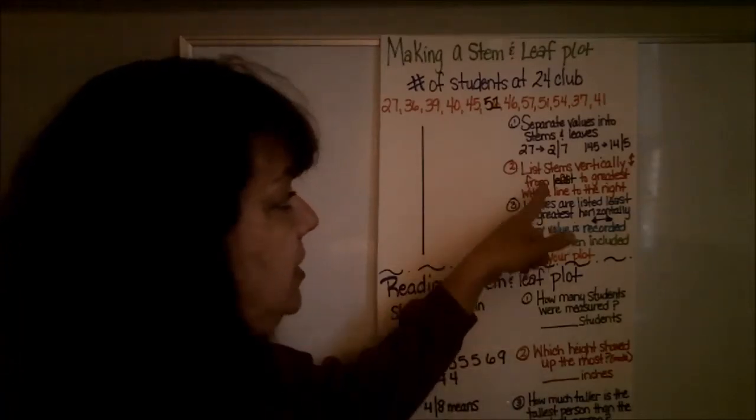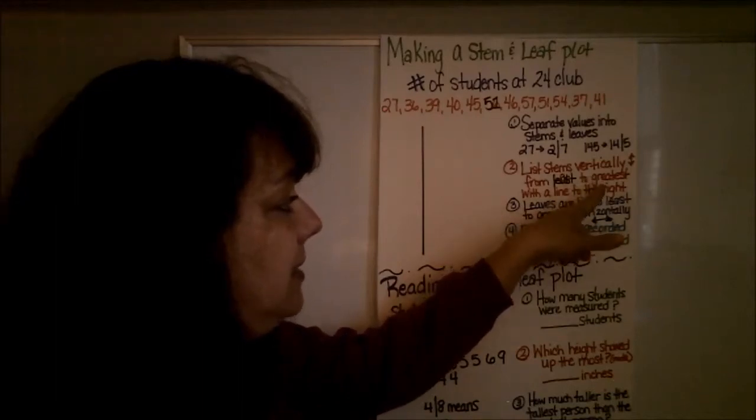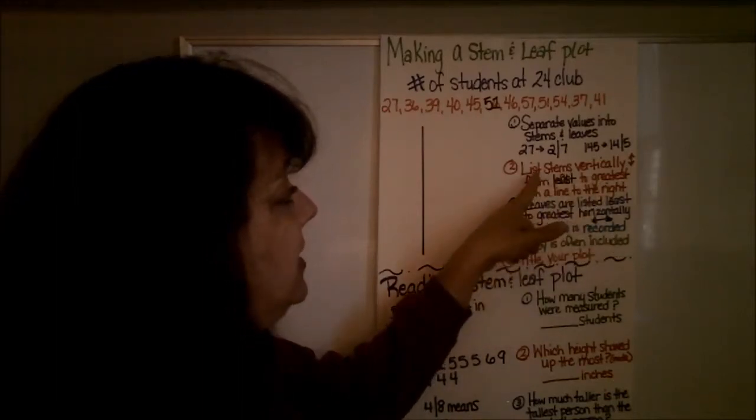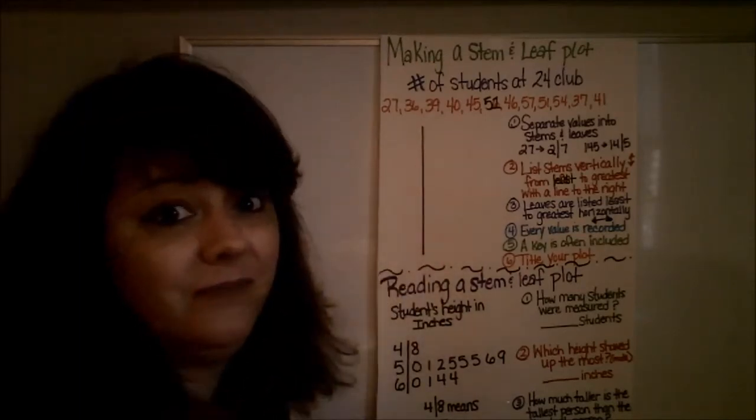The second thing you want to do is list stems vertically from least to greatest with a line to the right. So the stems are going to be listed on the left side of the line.